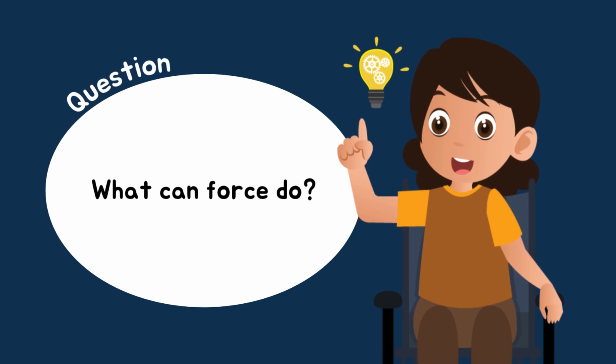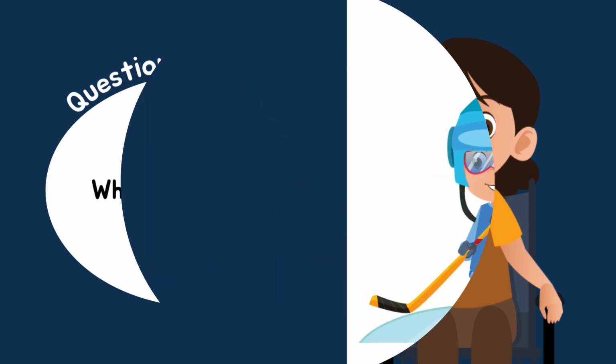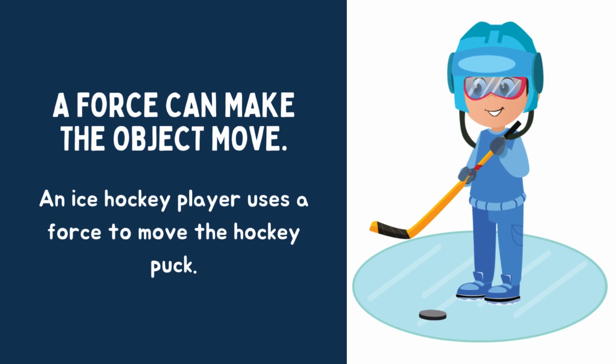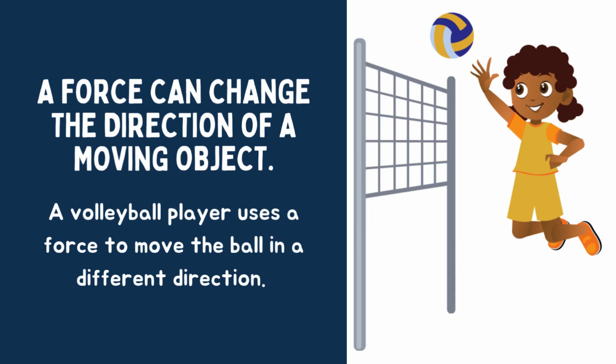Quick question, what exactly can a force do? A force can make an object move. For example, when an ice hockey player hits the puck, they are using force to get it moving across the ice. A force can also change the direction of a moving object. For example, when a volleyball player hits the ball, they use force to send it in a new direction.